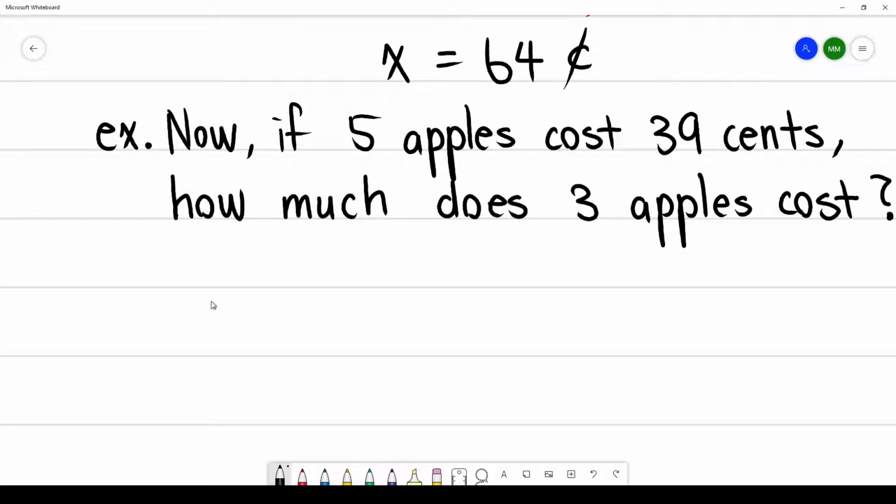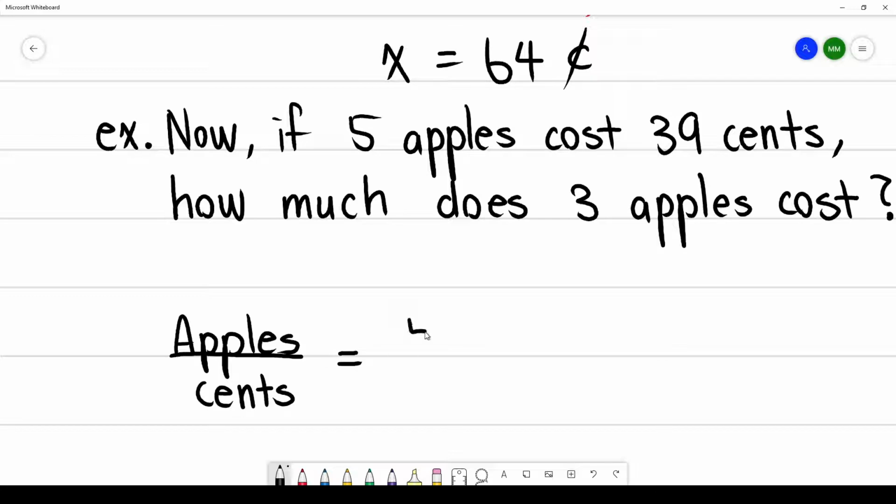Is there any more? No? Okay. So this time I'm going to do apples on top. So apples over cents is equal to 5 over 39, right? Because when I have 5 apples, this is equal to 39 cents. 5 apples is equal to 39 cents. So as a proportion, we write it as 5 over 39.